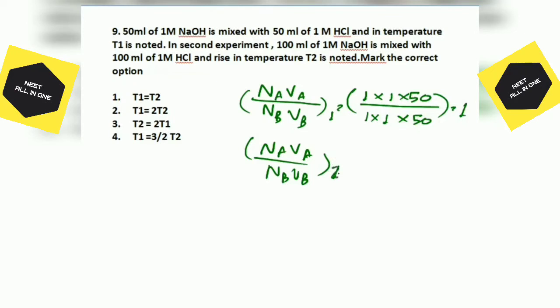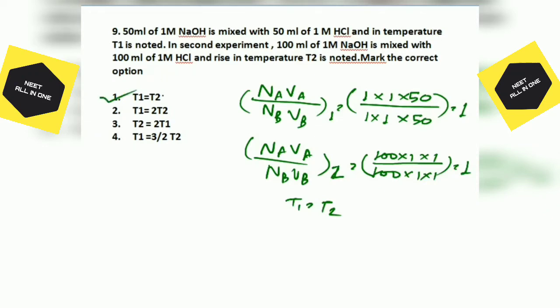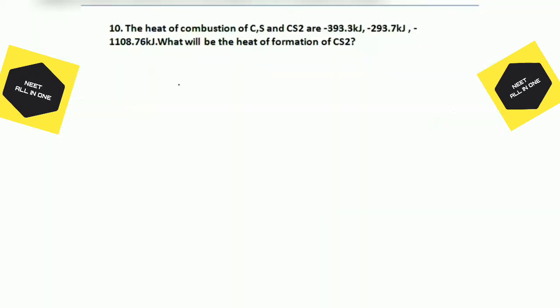And now for the second case, what happens is that for NaVa it comes, right, that is 100 into 1 into 1, and for the base also it comes 100 into 1 into 1. So both in the first case and second case the ratio comes 1:1. So its temperature will also be same, that is T1 equal to T2. So let's see in which option that is. That is our first option. So in question number 9, first option will be correct.